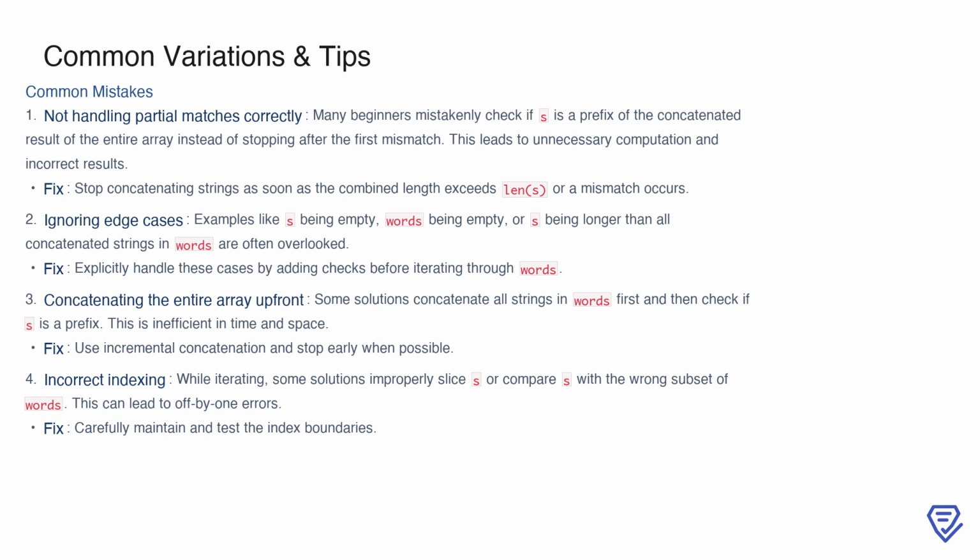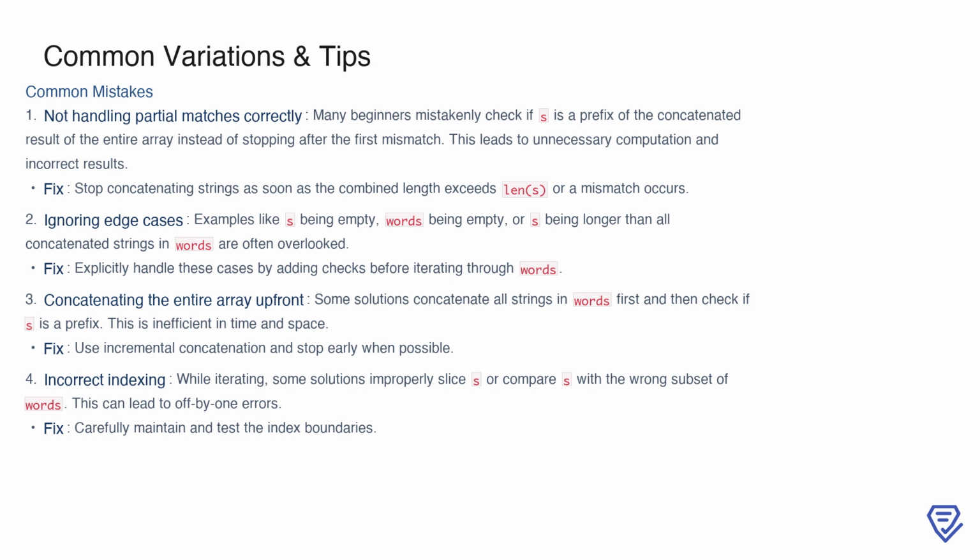Additionally, some solutions attempt to concatenate the entire array upfront and only then check if S is a prefix. While this approach might seem straightforward, it's inefficient in both time and space. A better approach is to concatenate incrementally and stop as soon as you know the result.